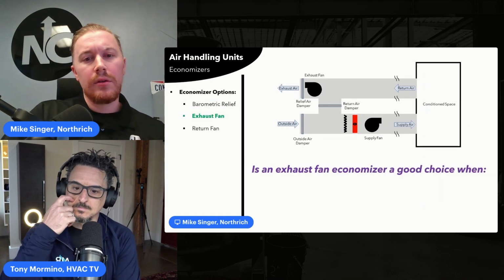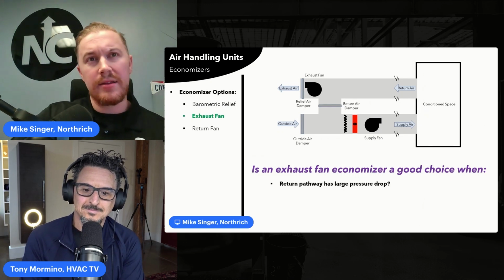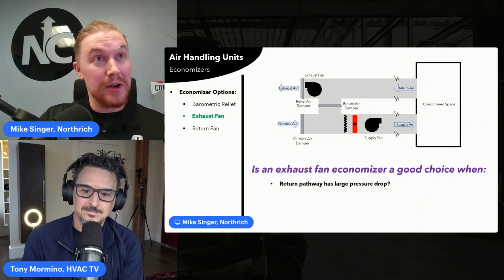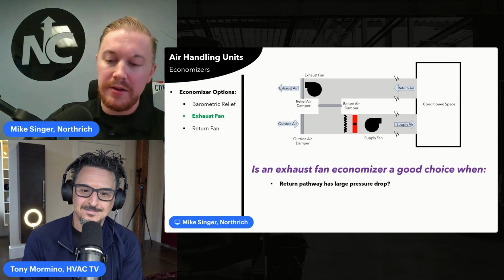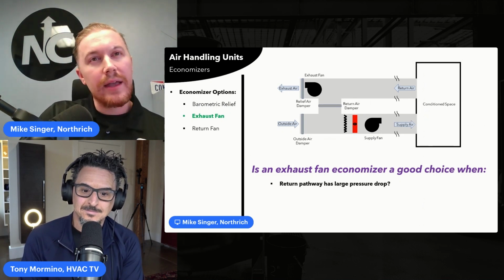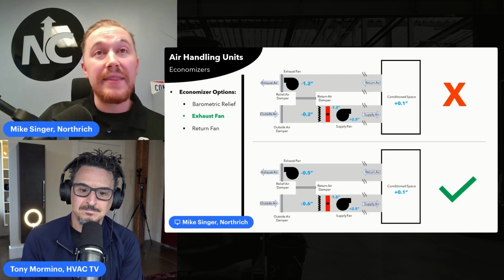What else? An exhaust fan economizer. Is it a good choice when the return pathway has a large pressure drop? Well, this is a good slide. I'll say it's one of the best if you're an experienced engineer on this call. Okay, when there's a large return pathway drop, should I use an exhaust fan economizer? And the answer is no.